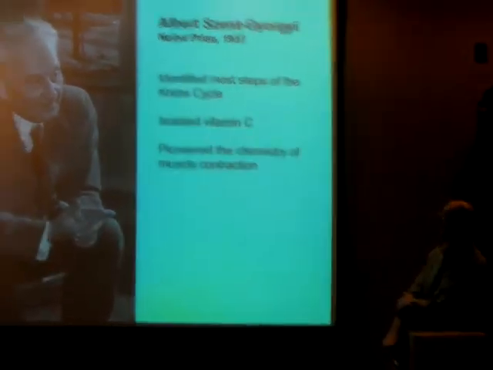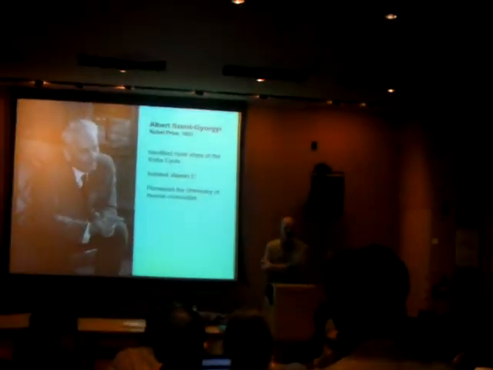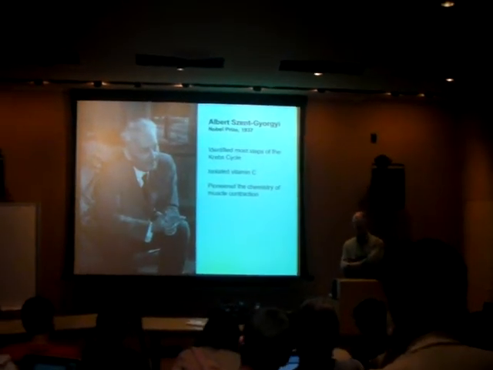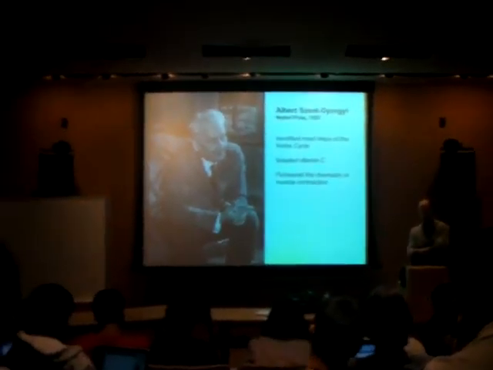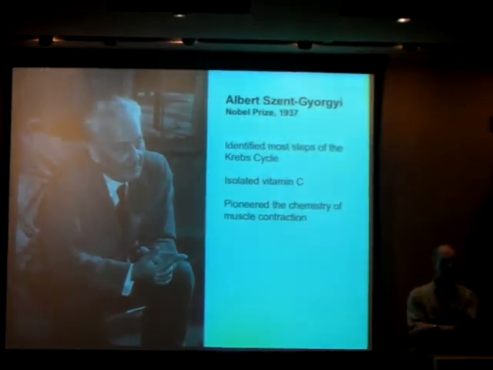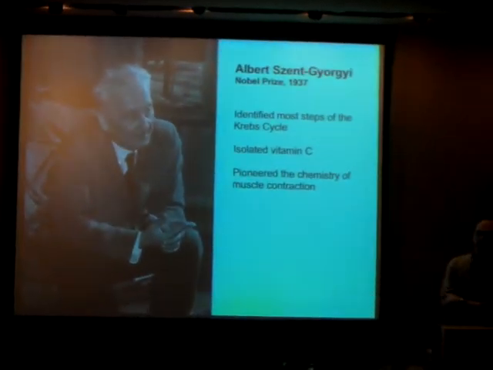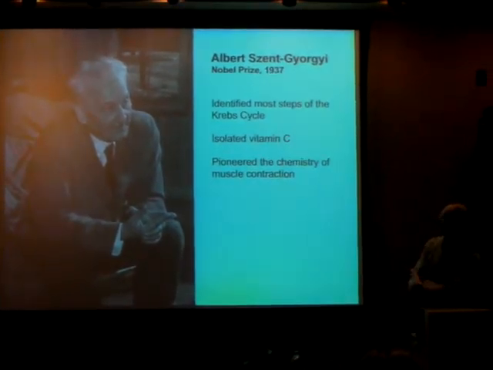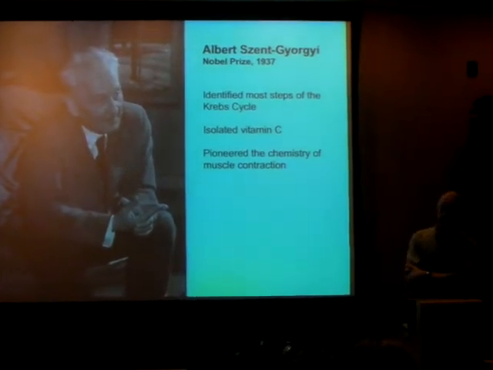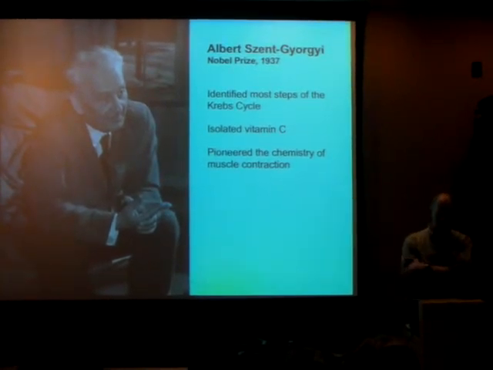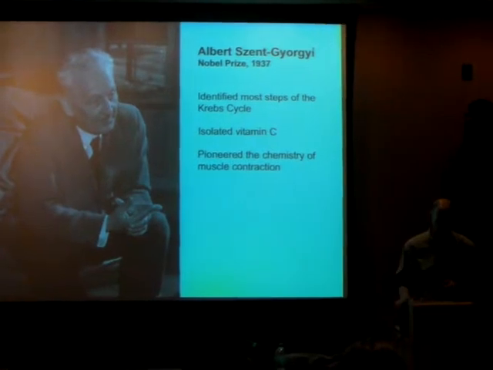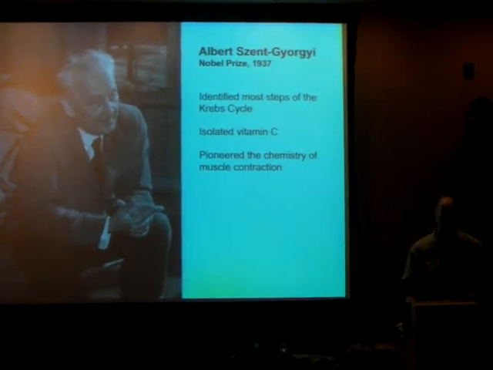So, as I said, he identified many of the steps in the cycle that we will be talking about today, which is variously called the Krebs cycle, or the TCA cycle, the citric acid cycle. He isolated vitamin C. So vitamins are also very important to this process, as we'll see. And if that wasn't enough, this gentleman also pioneered the chemistry of muscle contraction, which we won't be talking about this term, for the next term for sure.